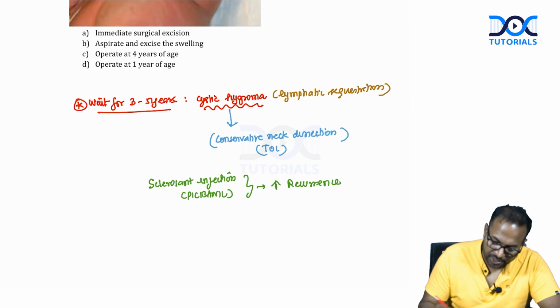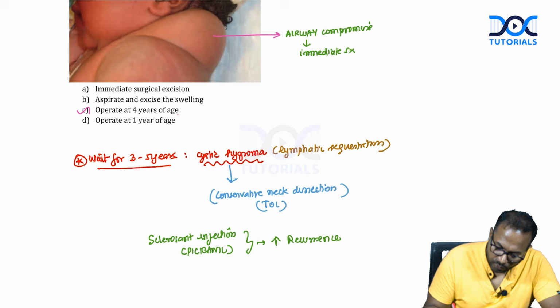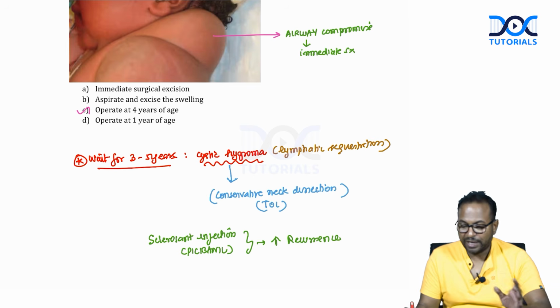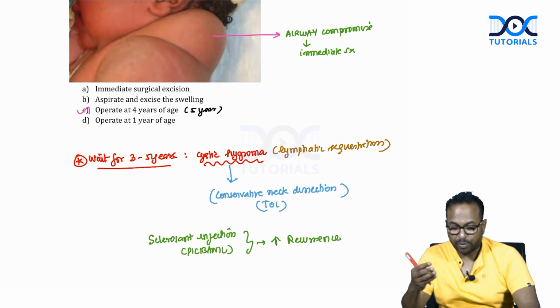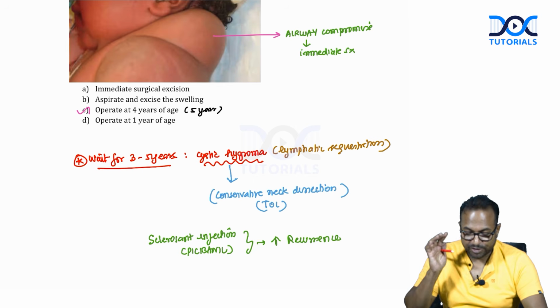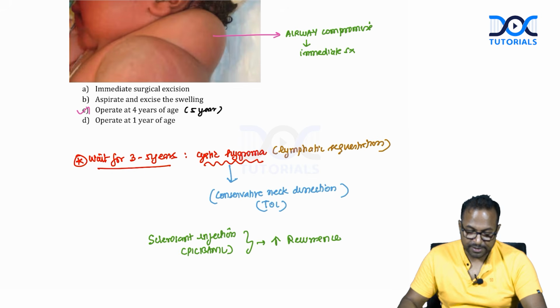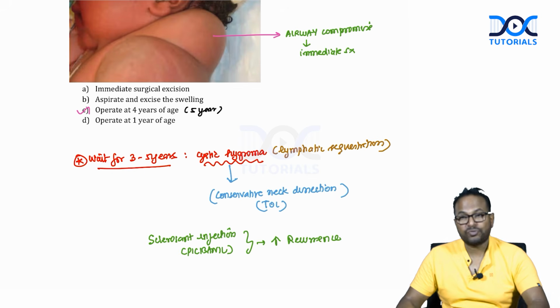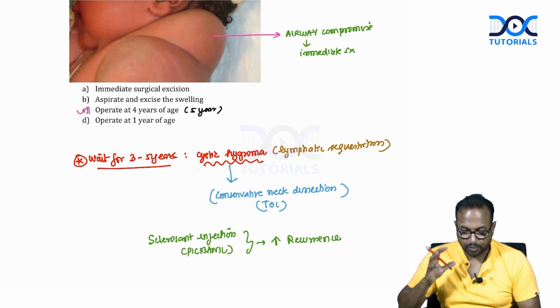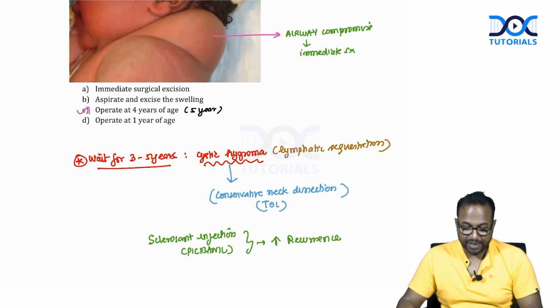So from this question, we will go for operating at 4 years of age. Ideally, we operate at 5 years of age is the ideal answer, not 1 year. We don't operate at 1 year or immediately, and we should not aspirate. We should only operate, remove it. Surgical excision is done, but it is at 5 years. So these are the questions from head and neck, thyroid and breast. We had a good number of questions from head and neck, thyroid, breast.